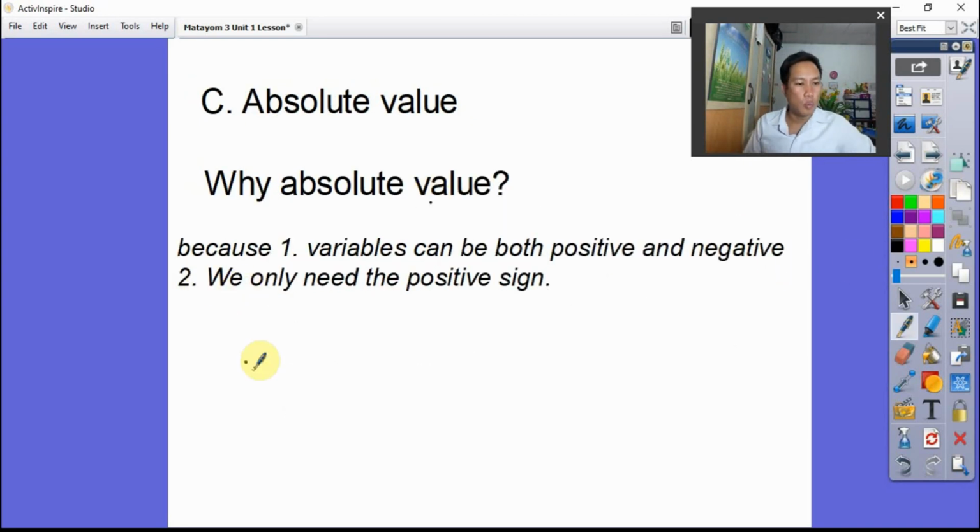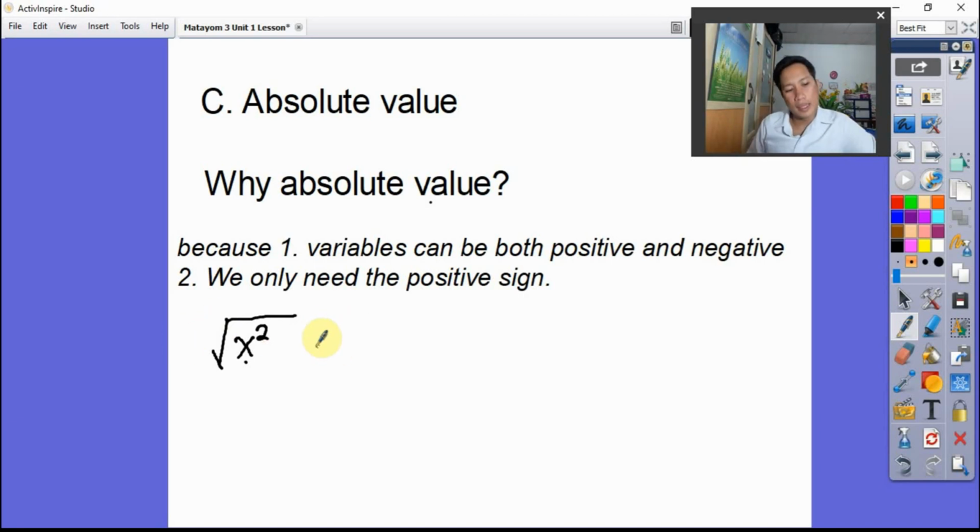Now, why absolute value? Why do we need to use the absolute value? Because, number one, we know that variables can be both positive and negative. And sometimes we only need the positive sign. Let's say, for example, you have an x squared here and you want to get its square root.